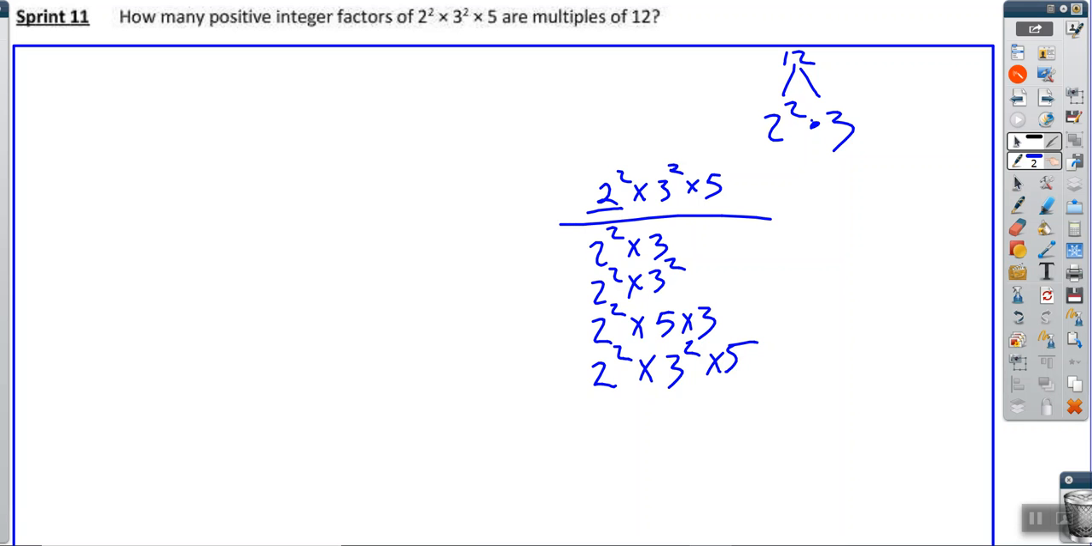So that's 1, 2, 3, 4 options. And double check. Oh yeah, 10 for 10. Yay!